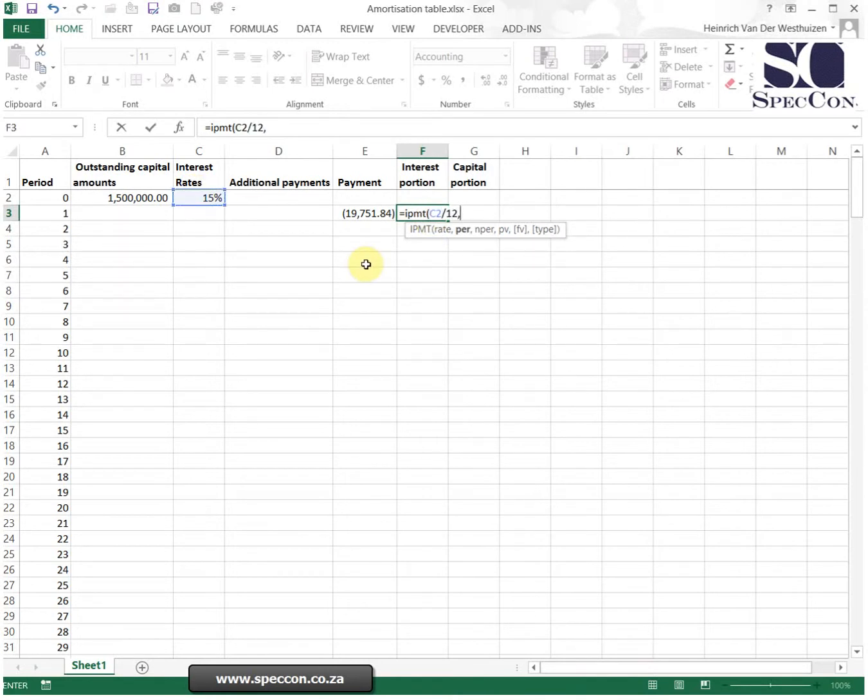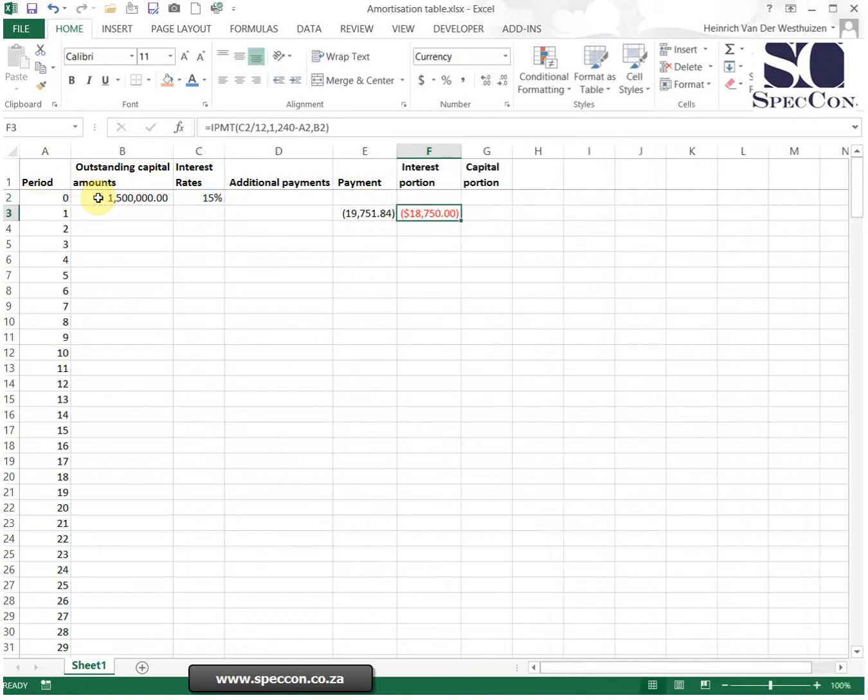Now remember what we are doing here, because we need to be able to change interest rates and also add additional payments. So the only way we can do this is to recalculate every single payment. So every single payment we're effectively starting at period 1. So for our rate and our interest portion, we need to use the PER always as 1. Our end period is again 240 minus the previous period. The present value is 1.5.